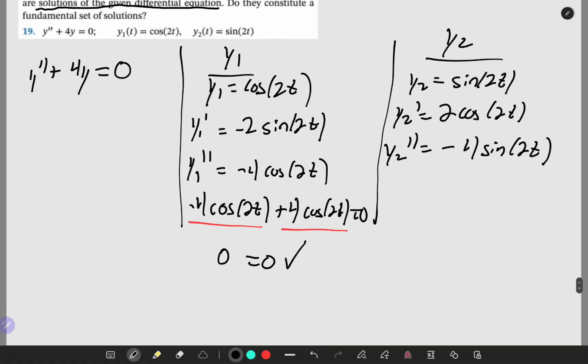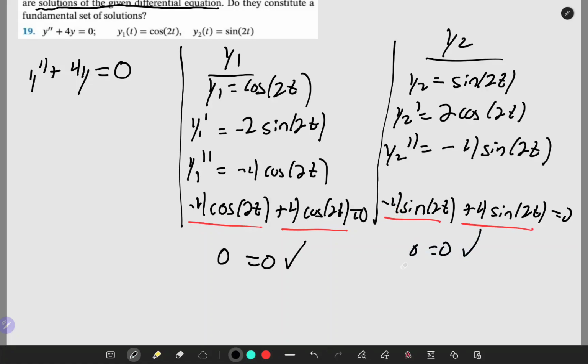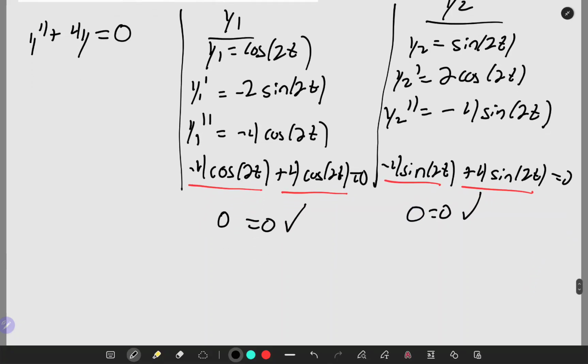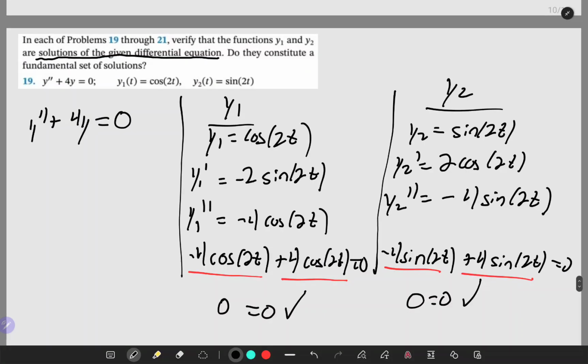For y2, let's do the same thing. We have negative 4 sine of 2t plus 4 sine of 2t is equal to 0. Once again, same thing, opposite signs. 0 equals 0. y2 is also a solution of the given differential equation.